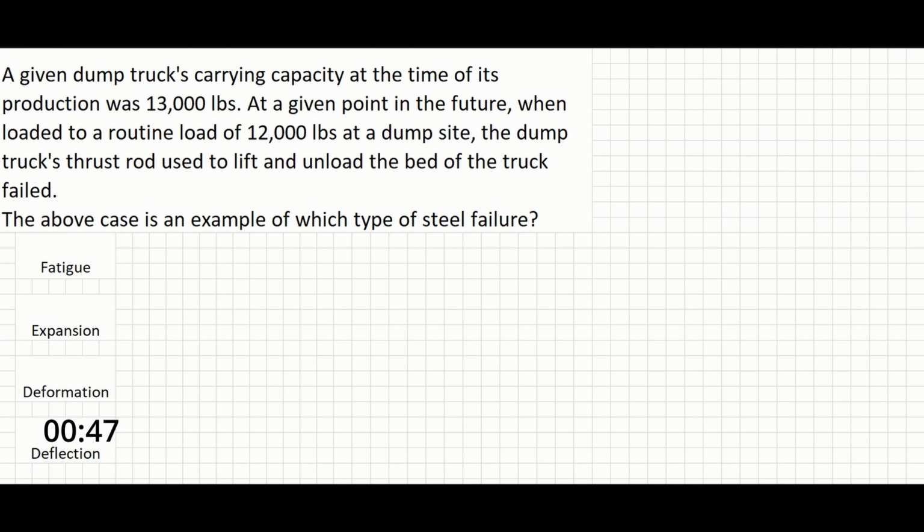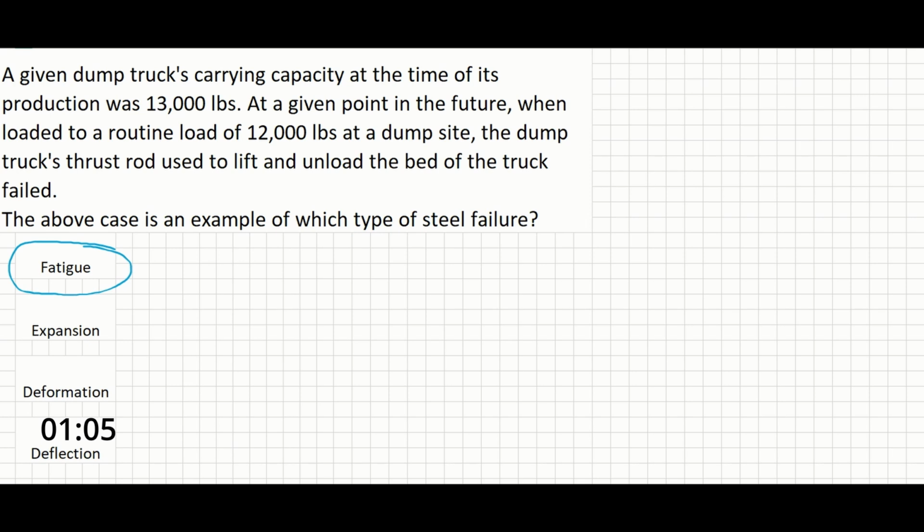In this case, the problem states that the dump truck is routinely loaded to 12,000 pounds, which is less than its maximum carrying capacity of 13,000 pounds. The fact that this is the same capacity at which the thrust rod failed can be understood to be an example of fatigue. Fatigue-type failures are due to a reduction in strength due to cyclical loading.